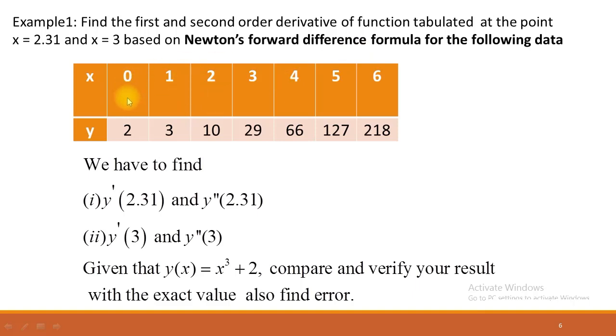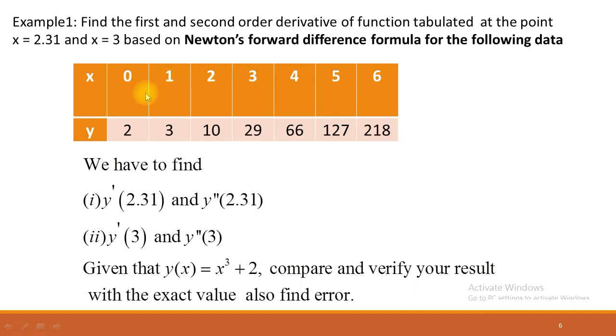For x is equal to 0, the value of y is 2. For x is equal to 1, the value of y is 3. For x is equal to 2, the value of y is 10. For x is equal to 3, the value of y is 29. For x is equal to 4, the value of y is 66. And for x is equal to 5, the value of y is 127. Similarly, for x is equal to 6, the value of y is 218.